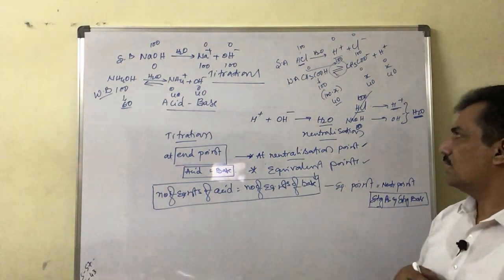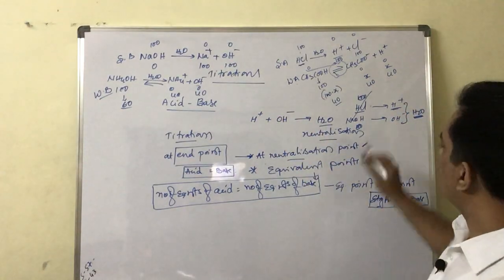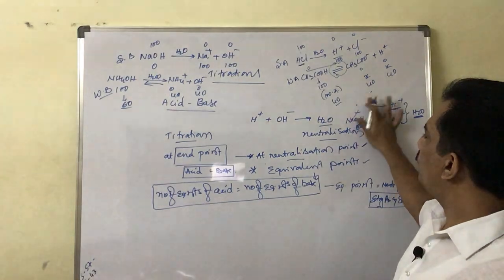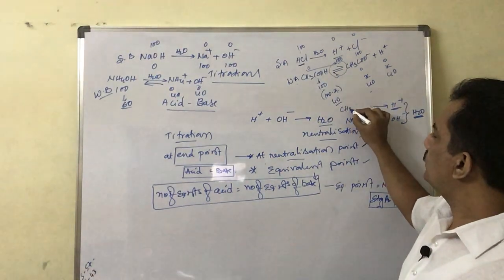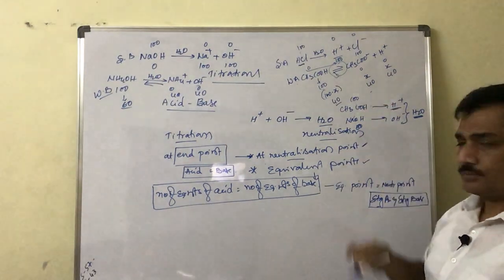But unlike this, if any weak acid or weak base is taken, for example here with NaOH, instead of HCl, if we are taking CH3COOH, 100 units is taken.